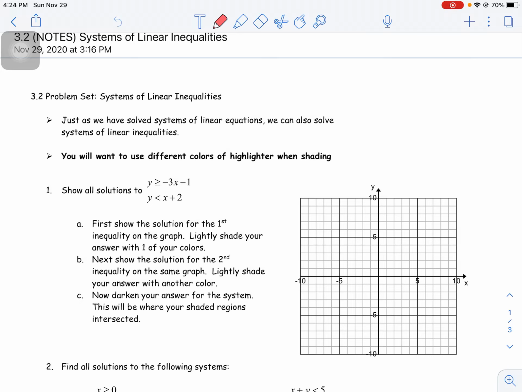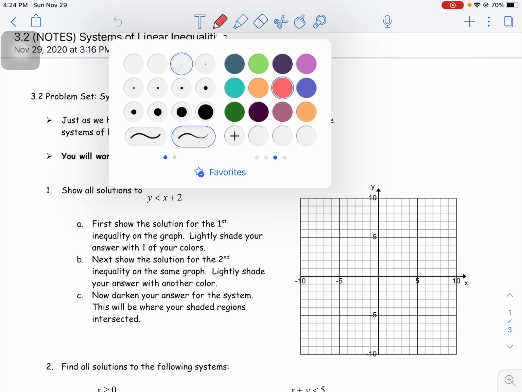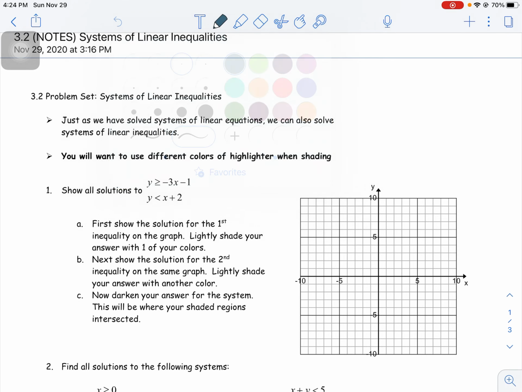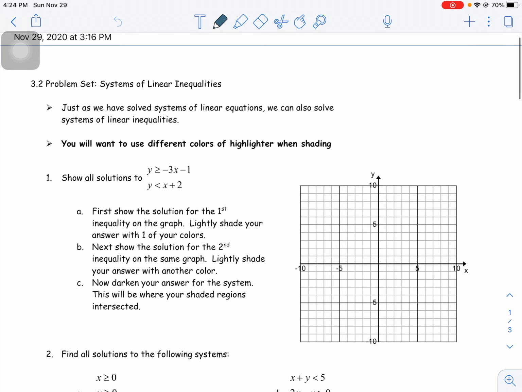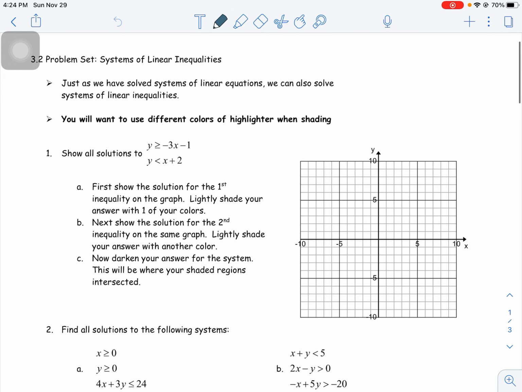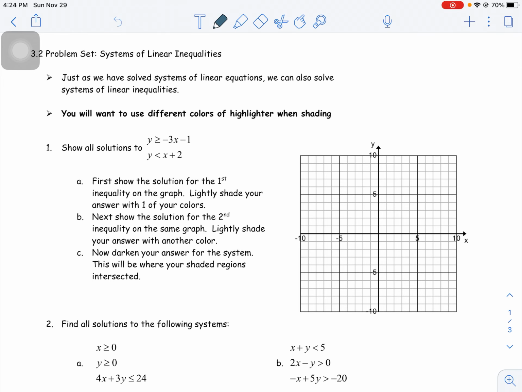Alright guys, so today we're talking about systems of linear inequalities. These are going to go pretty similar to systems of linear equations, just the difference is that our solution is actually a section of a graph versus just a singular point.